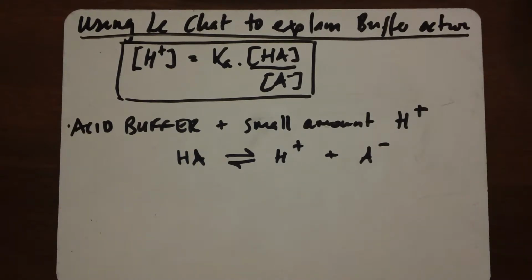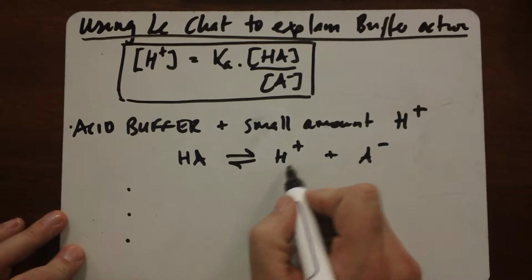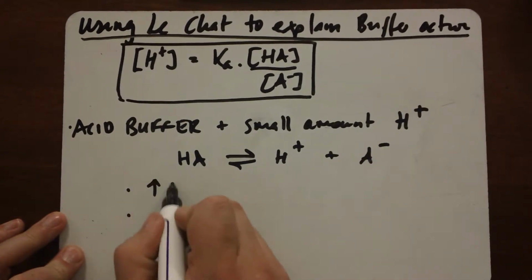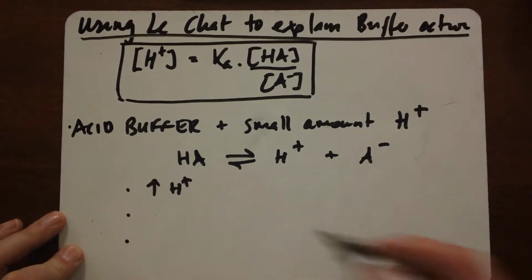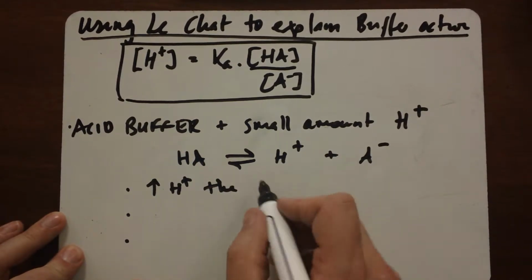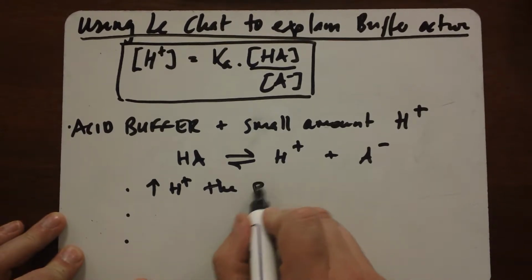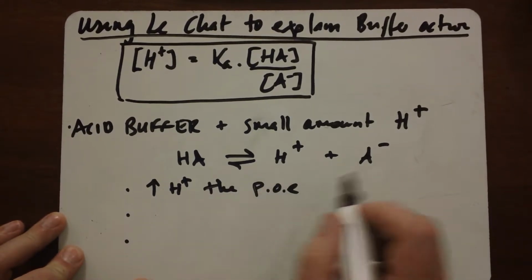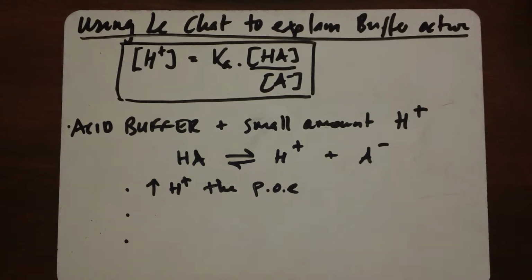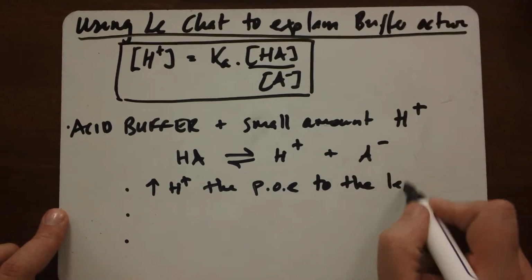we add extra H+. So what happens is, by increasing the concentration of H+, by adding H+, the system opposes the change, Le Chatelier's, and it moves the position of equilibrium to get rid of the extra H+ added, so it moves it to the left.